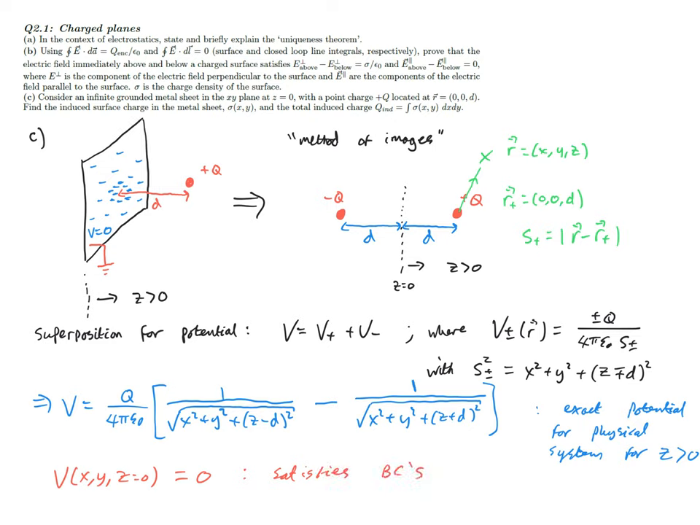And for z greater than zero, we have the same charge density in the physical system as in our auxiliary system, namely a single point charge located at (0, 0, d). So this is all good. We have the exact potential. What I now want to know is not what the potential is, but what the induced charge density sigma is. So let's see what we get.